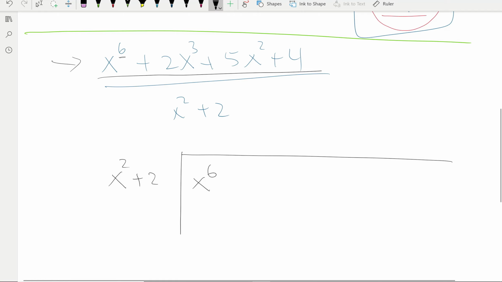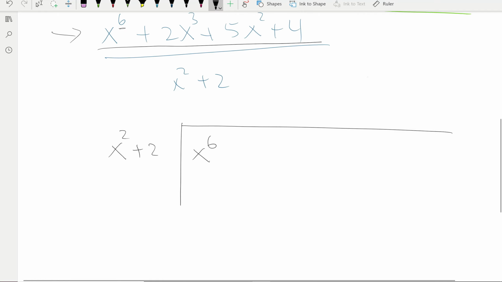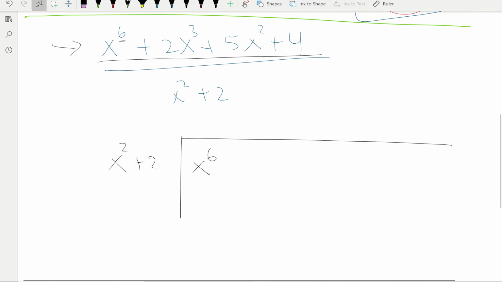So it's crucial in polynomial long division to represent terms even though they are missing. There's no 5th degree term, but I would write 0 times x to the power 5. When you multiply something by 0, it doesn't exist, right? It's 0, so it doesn't exist here, but it's good to pretend that it's there. 0x to the 4, even though it's not there, 2x cubed, 5x squared, and 0x plus 4.